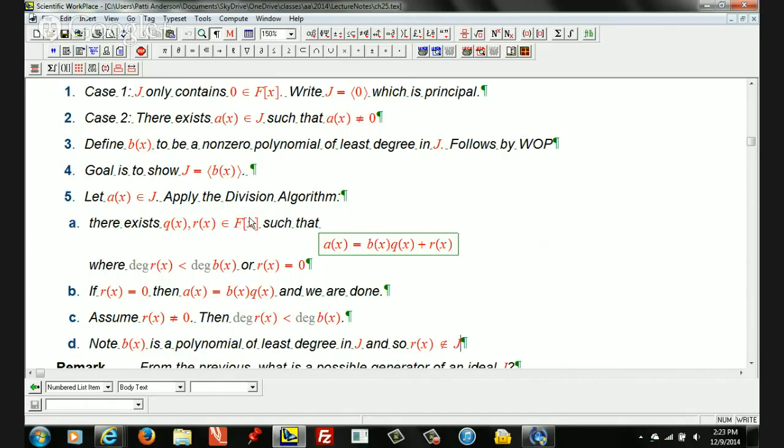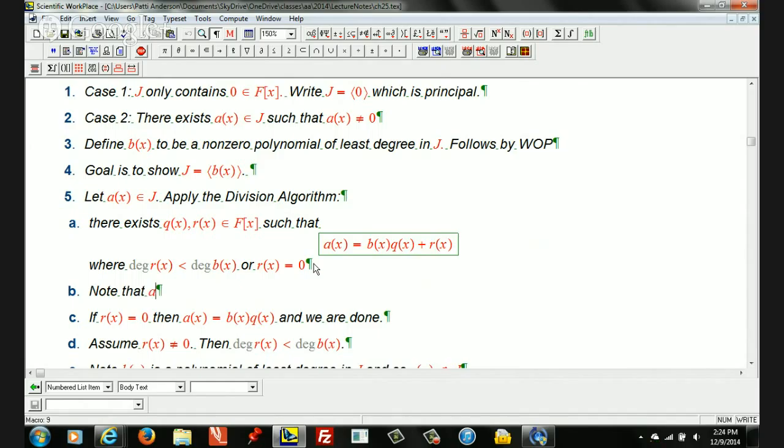Yeah, but the division algorithm doesn't necessarily tell you that R and Q are in J. How do you know that R and Q have to be? You know A is in J. Because B is in J. Yeah, yes, right there. So let's put that in right here.